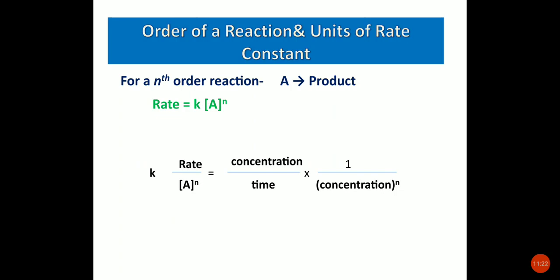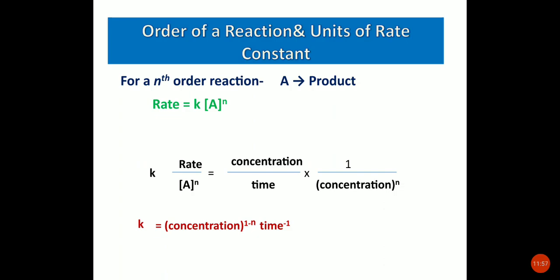Therefore, K is equal to rate divided by concentration of A raised to N. So you can write rate in the unit concentration by time into 1 by concentration raised to N. So you can write K is equal to concentration raised to 1 minus N, time raised to minus 1. That is the unit of rate constant for an nth order reaction.